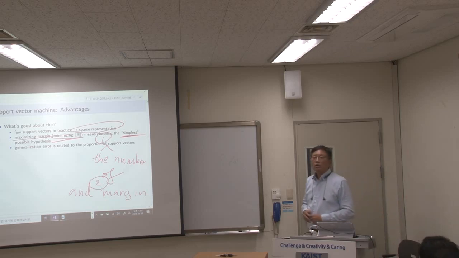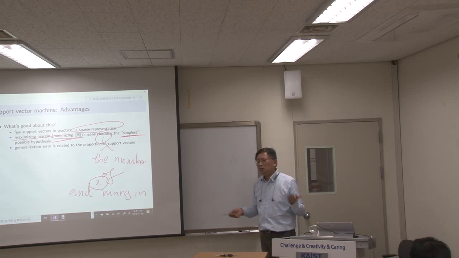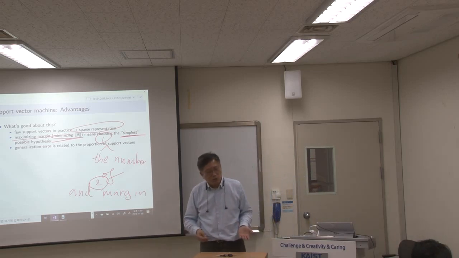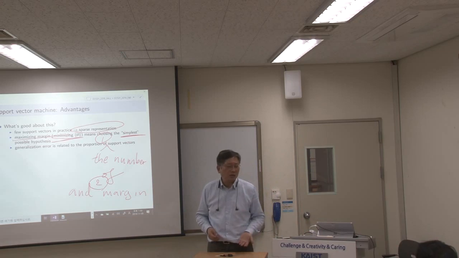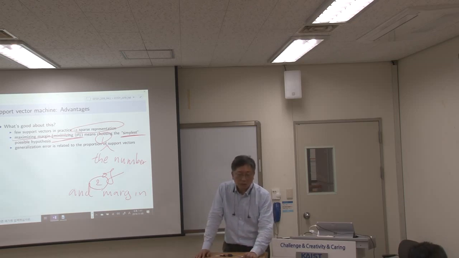So what does this mean? You're given training data, you solve this optimization problem, you get your theta and theta naught, and if your margin is big and the number of support vectors is small, then you're going to do well in the real world. Okay? Does that make sense?